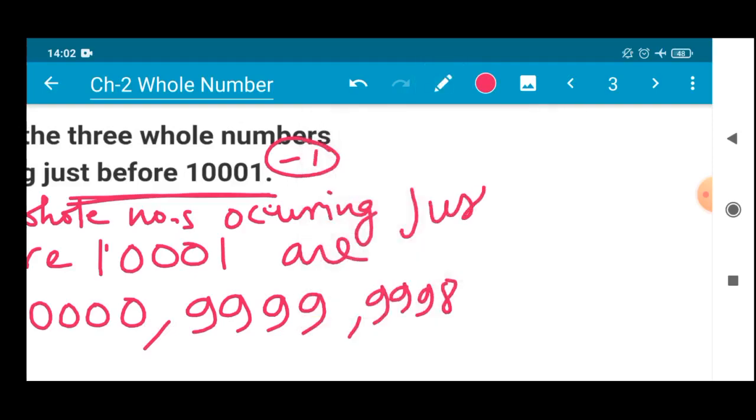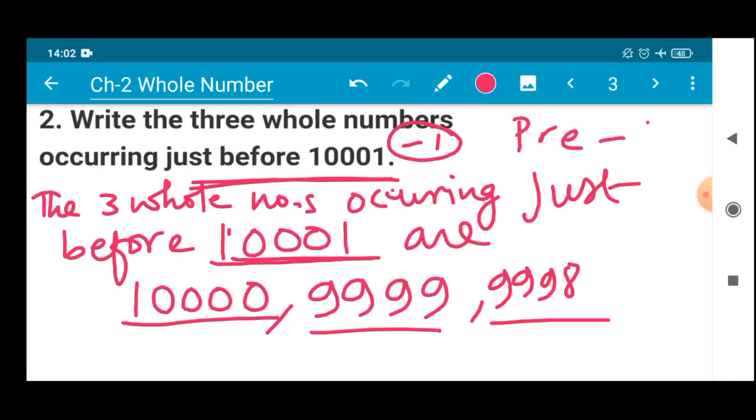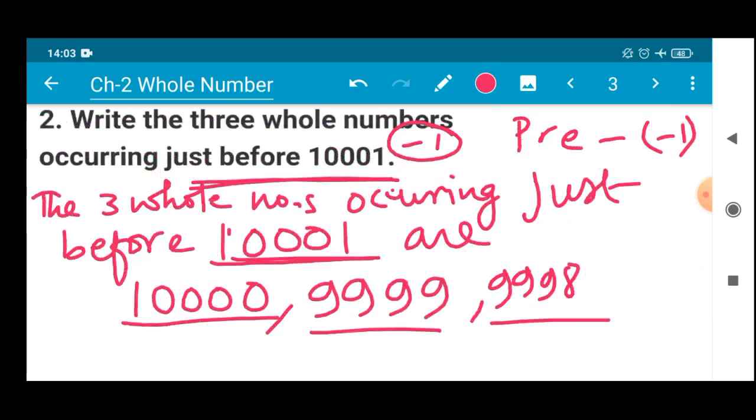So I hope you have understood this part. The three whole numbers that occur just before 10,001 are 10,000, 9,999 and 9,998. So whenever you are asked to find the before part, the earlier number, that is predecessor, we will apply minus 1. But whenever you get the next 3, after, then we will add 1 to the value. Okay, so this is understandable, I hope.